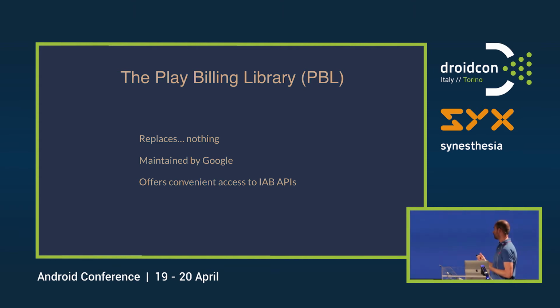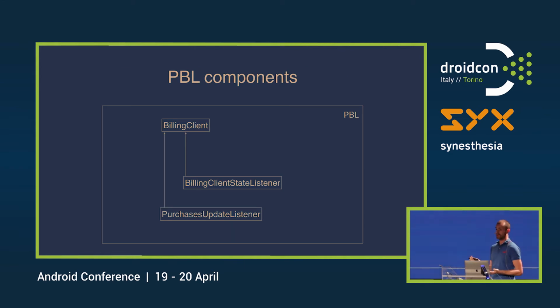Going into more detail, the components of this library are very simple, because there is only one class that we interact with, which is called BillingClient. The BillingClient makes use of different listeners depending on the things that we need to do. One listener is the BillingClientStateListener, which we use to monitor the state of the connection to the InApp billing service. Whenever the connection is established, we get a callback. Whenever the connection drops, we get a callback, and so on.